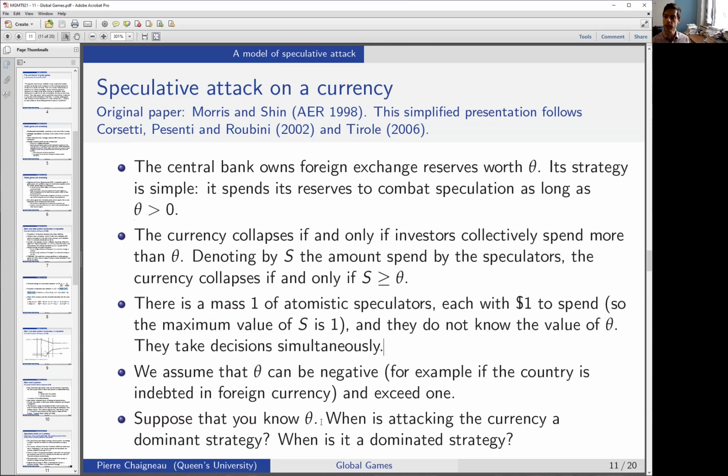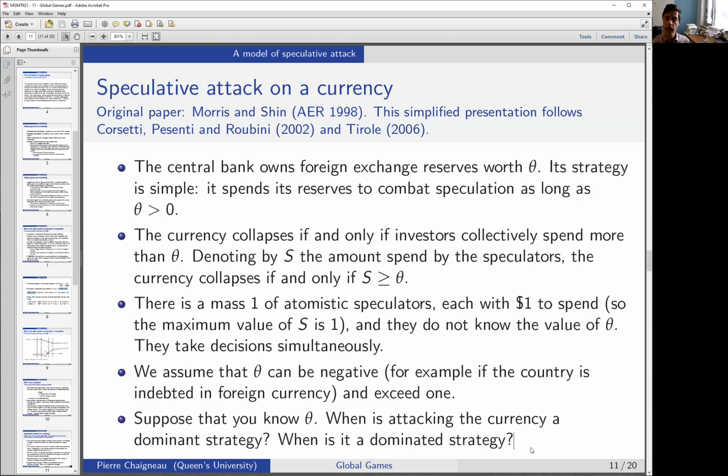To understand how the model works, at first you can assume that you know theta. So when would attacking a currency be a dominant strategy? Meaning that you are better off attacking the currency regardless of what other people are doing. So in this game, there are strategic complementarities. So for attacking to be a dominant strategy, we have to figure out when you're better off attacking when no one else is attacking. And so in this case, attacking will be a dominant strategy when theta is less than 0.